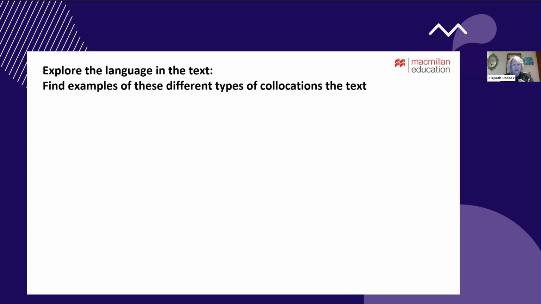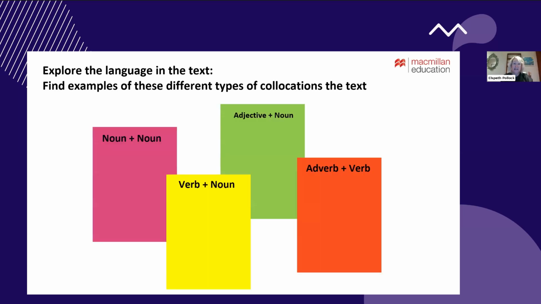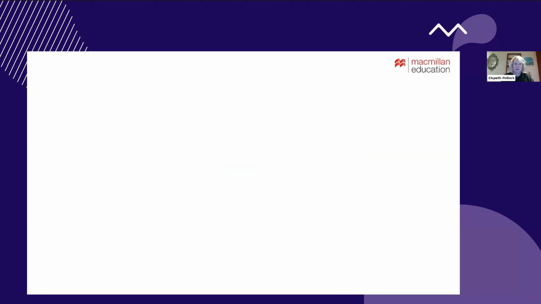I put up around the classroom 4 pieces of paper with 4 different types of collocation. Okay, so noun plus noun, verb plus noun. When we finished doing the reading text or the listening, what we do then is students go back through the text and they find examples of the different types of collocation. Here's an example.